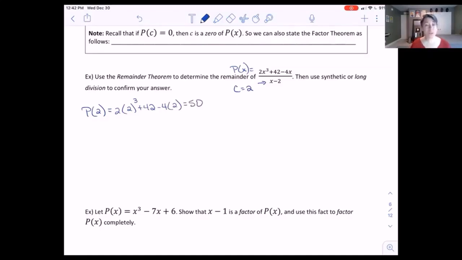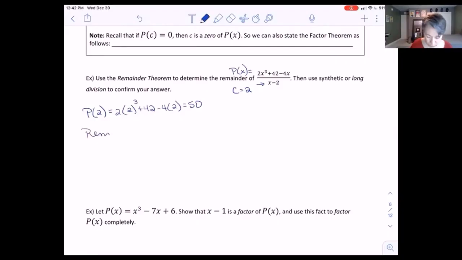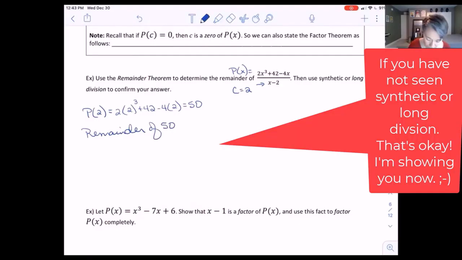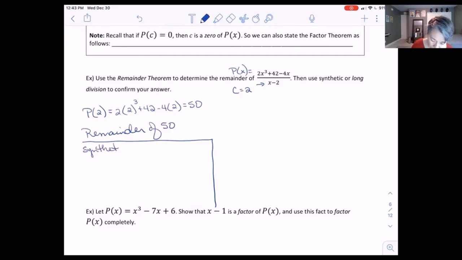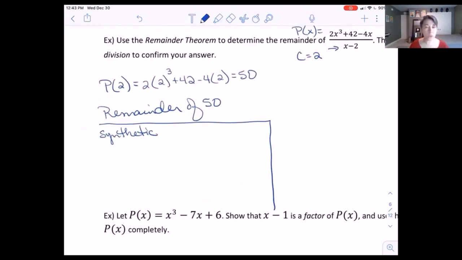That means if we were to divide that binomial x minus 2 into the top polynomial, we would get a remainder of 50. Now it says we can use synthetic or long division to confirm our answer. Let me remind you of both. Down here below, we are going to use synthetic. Synthetic only works when your denominator is of that binomial form, just a single x plus or minus a number. So we take our c value of 2.